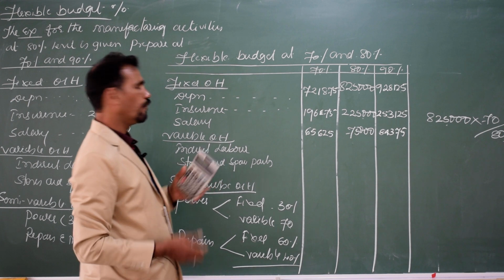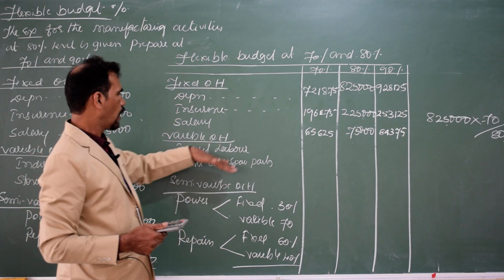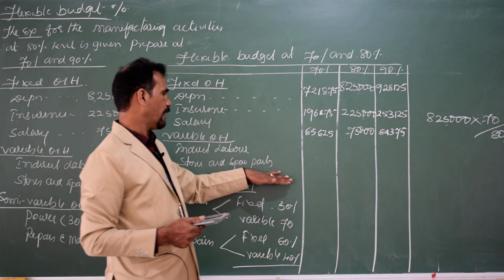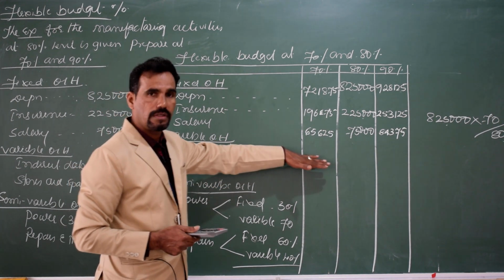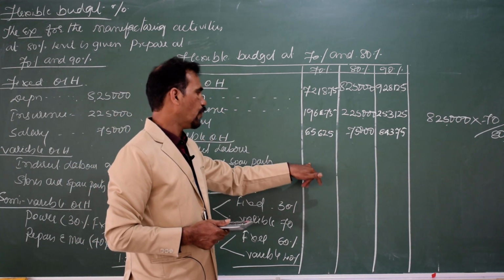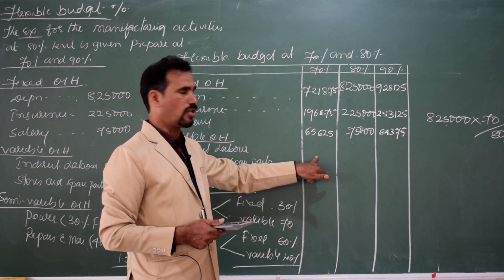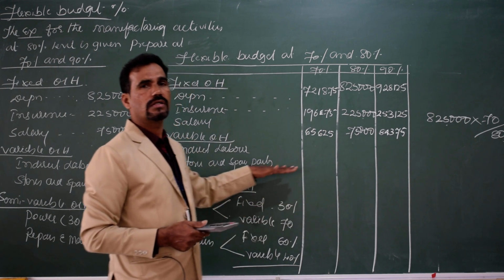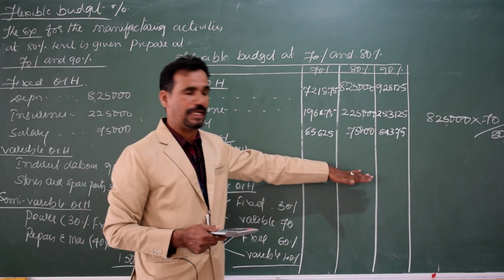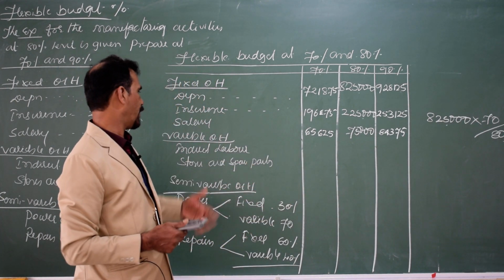Next one, we will go for the variable overheads. Variable overheads mean these costs normally depend on whether production is taking place or not. If you are running the cost, it is called running cost. If you are taking the production, cost will be increasing, otherwise cost is not incurred for the expenditure. That is variable overheads.